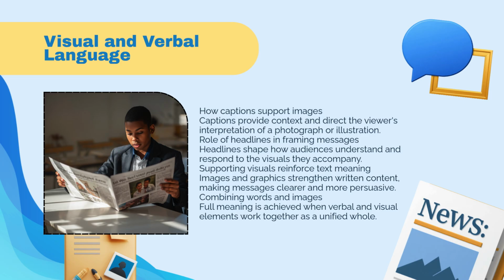Visual texts often combine images with written language. Headlines, captions, slogans, and labels help explain or strengthen the visual message. Do not analyze the words and images separately. Explain how they work together to communicate ideas, influence the audience, and reinforce the overall purpose.